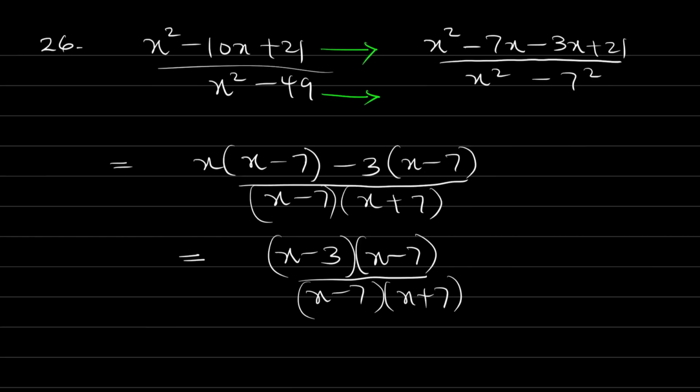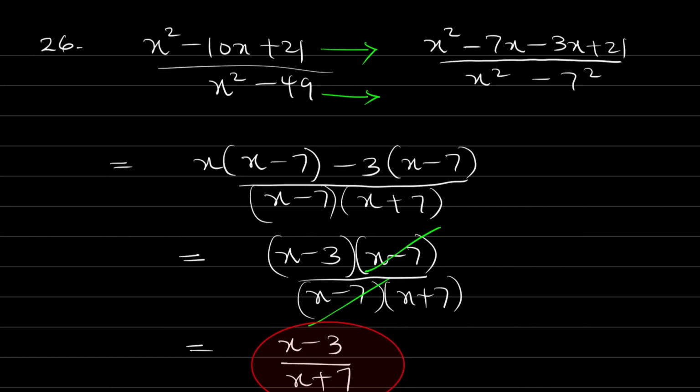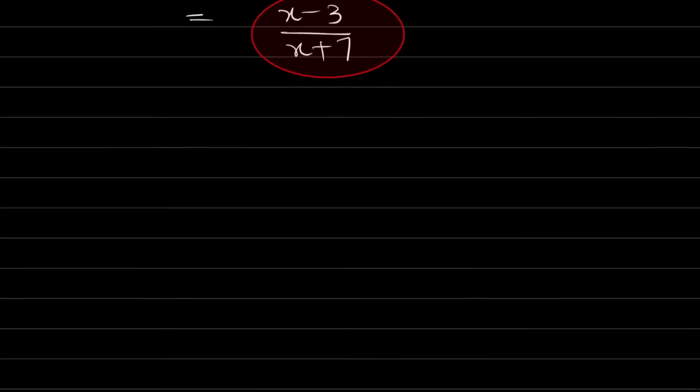We can see that this x minus 7 takes out this x minus 7, and we are left with x minus 3 over x plus 7. There is nothing else that can be done to simplify the given fraction. Therefore, our final answer is x minus 3 over x plus 7. Let us see one more question and we call it a video.